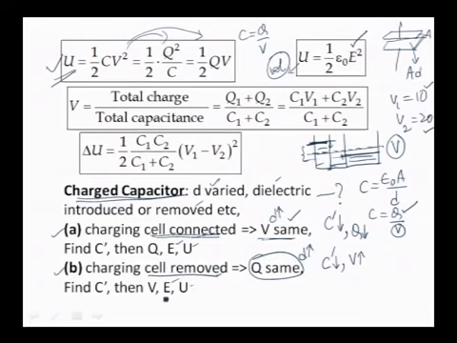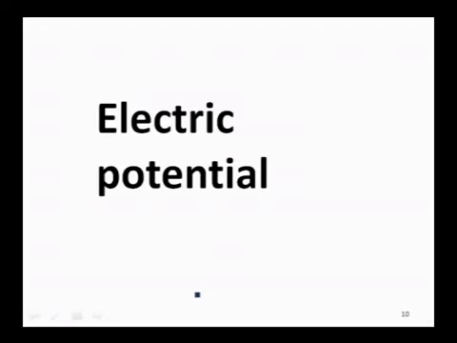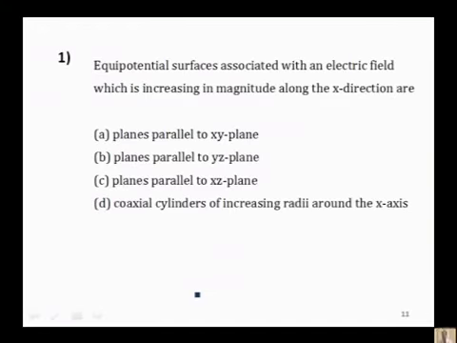And based on that, you can calculate other things. So anyway, we will use this when we come to the questions. And for all of them, use the common procedure. When the cell is still connected, V is same. When the cell is removed, Q is same. That is the first point. And after that, depending on the condition given, use the equation to find what is the new value of C. And after that, use C equals Q by V in combination with either this or this. And after that, you are getting Q or V, and then you will get E, U and other things. So now we will go to the questions on electric potential.